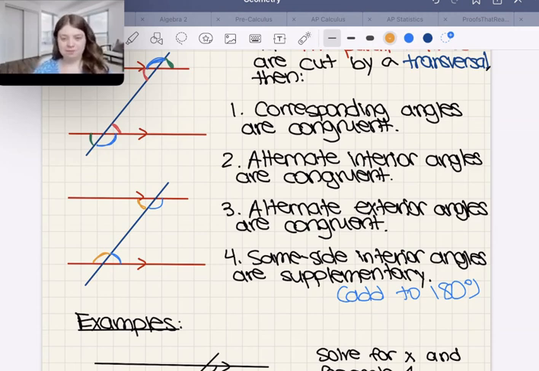line there. Okay, now also same side interior angles are sometimes called consecutive interior angles. Okay, and so if you ever see consecutive interior angles, then that's the same thing. It's just another way we can name them.